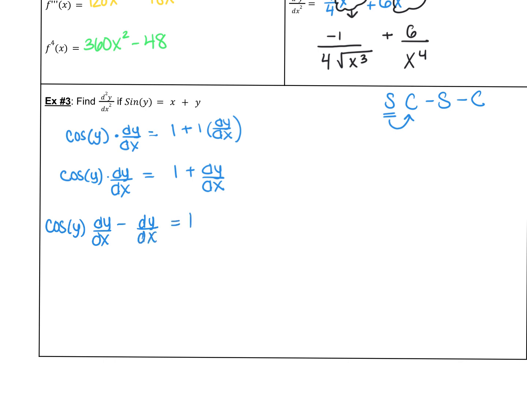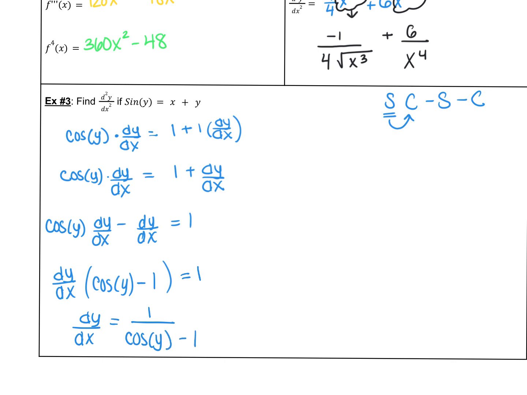And what I'm going to do now is take out my GCF of dy/dx. And when I do this term divided by this term, the dy/dx's cancel. I'm left with cosine of y. And then dy/dx divided by dy/dx, that's 1. Anything divided by itself is 1, equals the 1 that's over here. So my dy/dx is 1 over cos of y minus 1. So that is your first derivative.